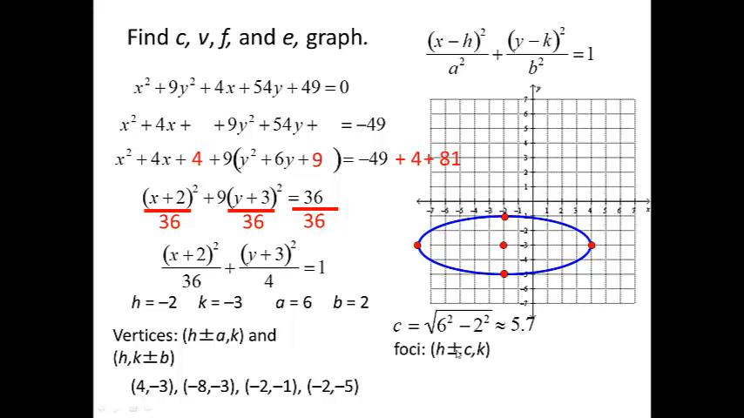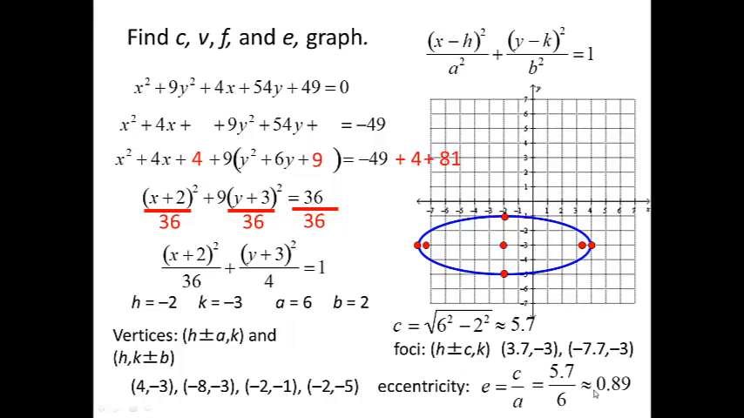So for the foci, since it's a horizontal major axis, we're going to add and subtract the c from the h. So we get 3.7, negative 3, and negative 7.7, negative 3. So those are my focus points, or foci, the two foci. Now we want the eccentricity. The eccentricity is equal to c over whichever one's longer. So it's c over 6. And we get approximately 0.89. Okay, that's one problem worked all the way through.